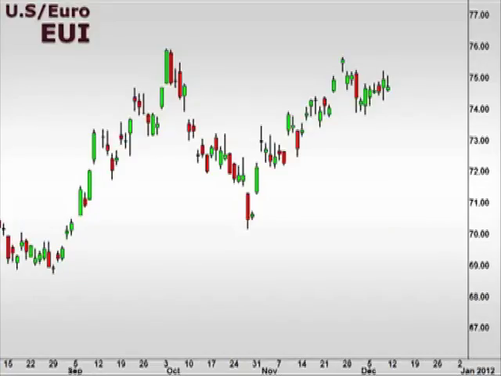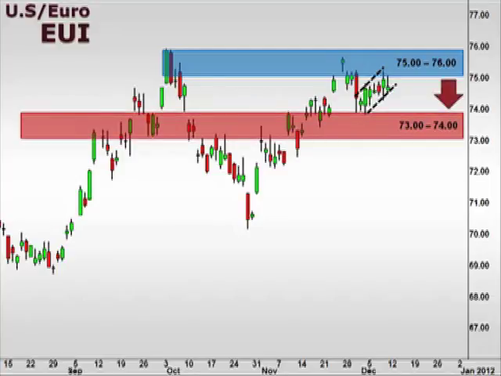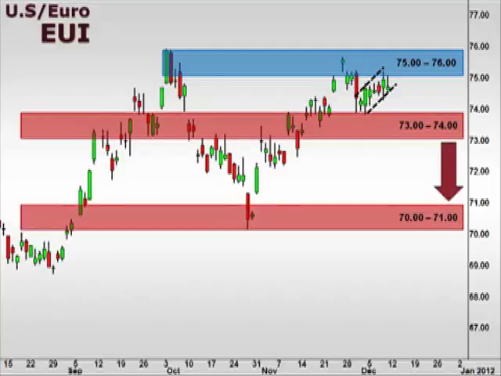Let's take a look at the EUI, the US dollar versus the euro. Well, the EUI retested 75 last week. We need to see a break above 75-76 in order to confirm a move higher. It appears as though a bear flag is forming, suggesting a test of the 73-74 support zone is likely. A break below 73 is likely to give way to a continuation down to 70-71.